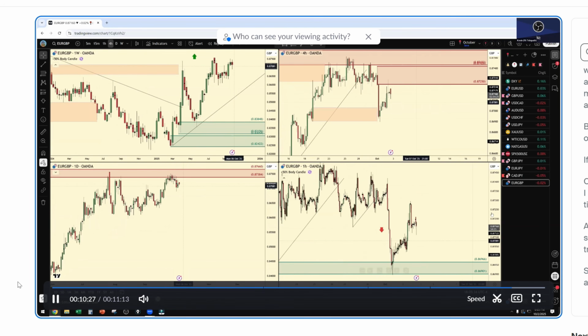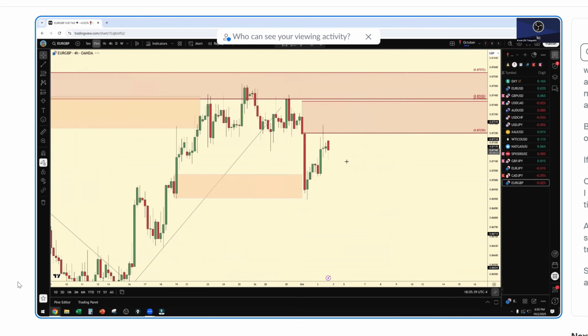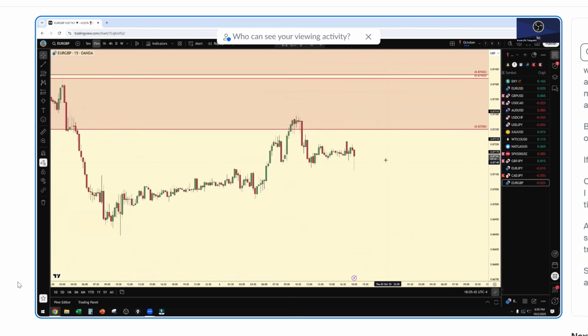And the Euro GBP, last but not least. So beautiful move off of this supply zone already. And we are clearly pushing down. We actually did create a confirmation trade here. So we had a demand zone removed. That demand zone was removed by this supply zone there.